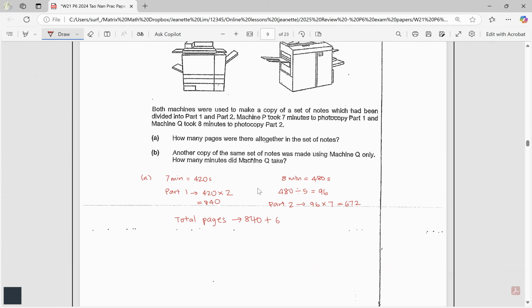So 840 and 672. Okay, so the answer is 1512 for part A.